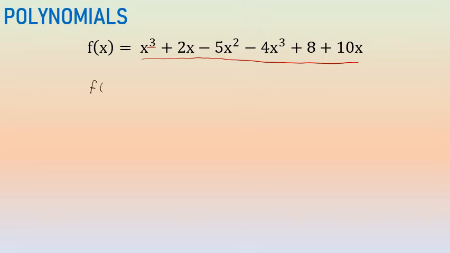Okay? So let's say we have f(x). So meron tayong x cube. Ano pa ang x cube natin? Ito, negative 4x cube. Then, anong sunod na exponent natin? Pinakamataas. Aside from 3, we have 2. So 5x squared. We are just arranging it. Then, anong sunod? Wala na tayong ibang x squared. X. Meron tayong x. Plus 10x. Then, we have plus 2x. And then, yung constant term natin, which is positive 8.